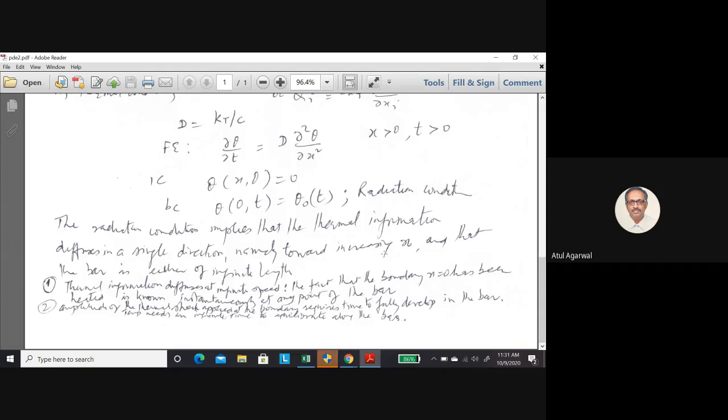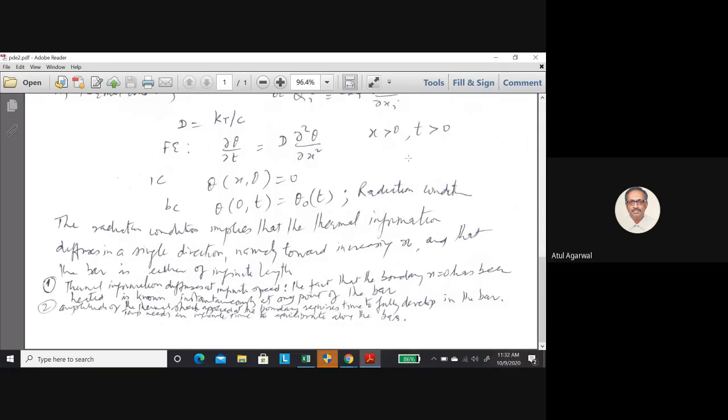The radiation condition implies that the thermal information diffuses in a single direction, namely towards increasing x, and the bar is semi-infinite. If the bar is of infinite length, then information will propagate in both the directions. Then you will not have even this boundary condition. You will have a radiation condition at both the ends.